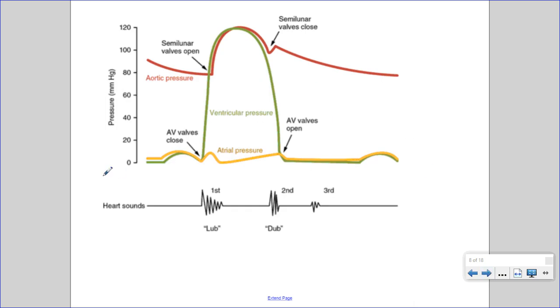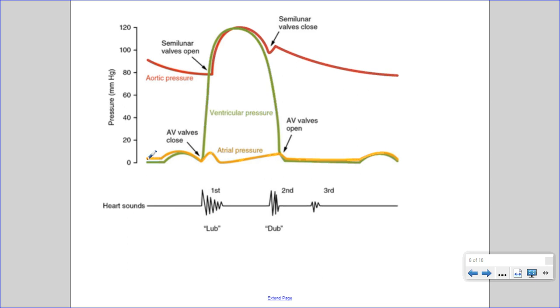So this diagram just goes through the different pressure changes at different points in that cardiac cycle. So this diagram should look familiar from your test and from your textbook. And now you're seeing it again in the option units. So the different lines represent the different parts of the heart. Here we have the yellow line, which represents the atrial pressure.